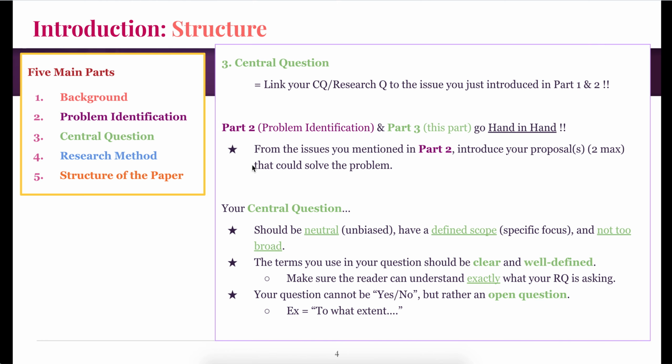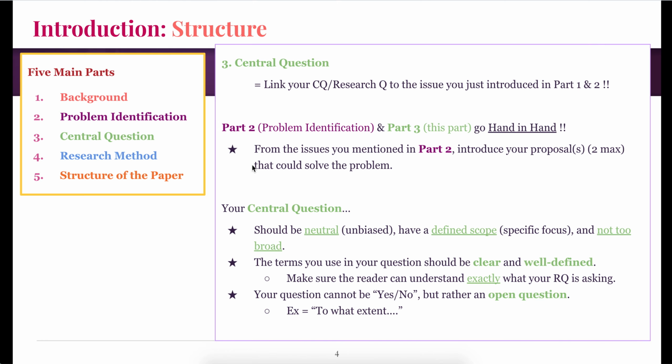And so again, the terms that you use in your question should be clear and well defined. So if there's any terms that you use in your research question that you think the reader would not understand or are more complicated concepts, I would recommend that you take a sentence to explain what it is either before or after your central question, just to make sure that everything is concise and very understandable for the reader. So the reader should be able to understand exactly what your research question is asking.